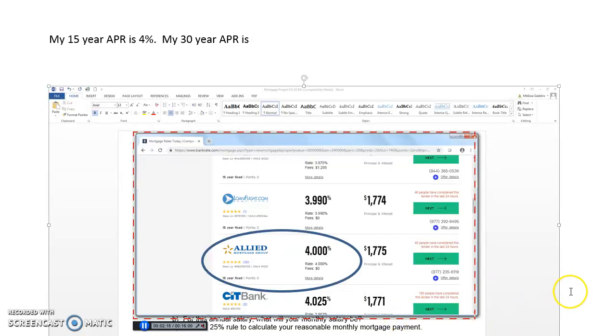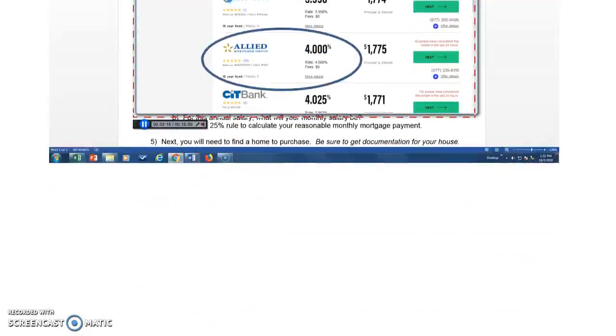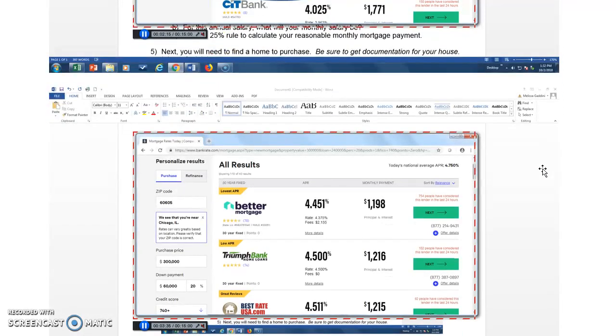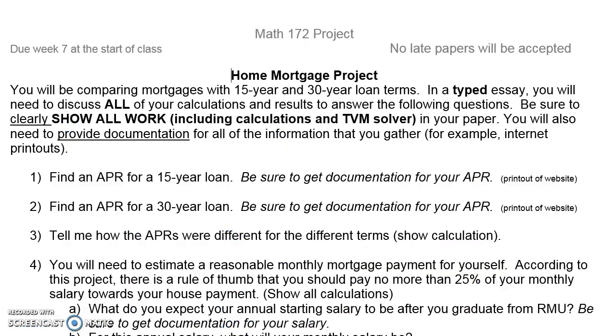Again, I need to provide documentation, so I am going to control print screen and go back to my Word document so I can paste this in. Obviously, my print screen is showing a little bit more than what I'm doing because I'm using this screencasting software. However, I have my 30-year APR of 4.5%. It is important, again, to put a circle around that, denoting that the 4.5% APR was the one selected.